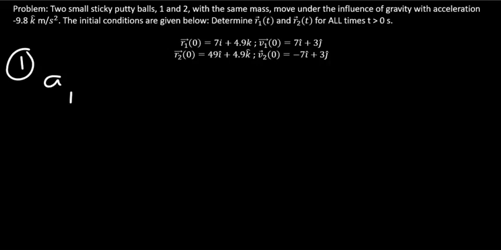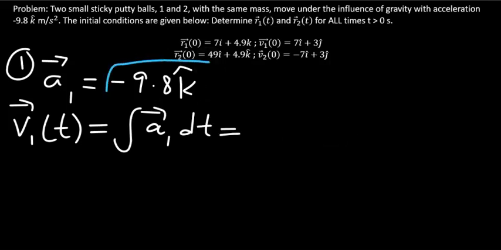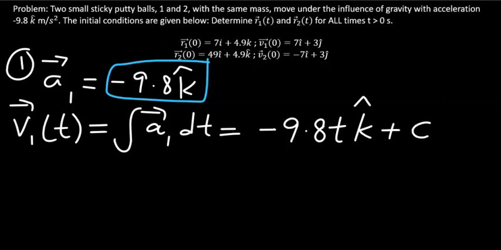Its acceleration is given as minus 9.8 k hat meters per second squared. That means its velocity vector at any time t is given by the following expression. You have to integrate the acceleration vector with respect to time. We note that the acceleration vector is a constant, so integrating it will get you the following result: minus 9.8 t k hat plus an integration constant, call it c1, which is also a vector.